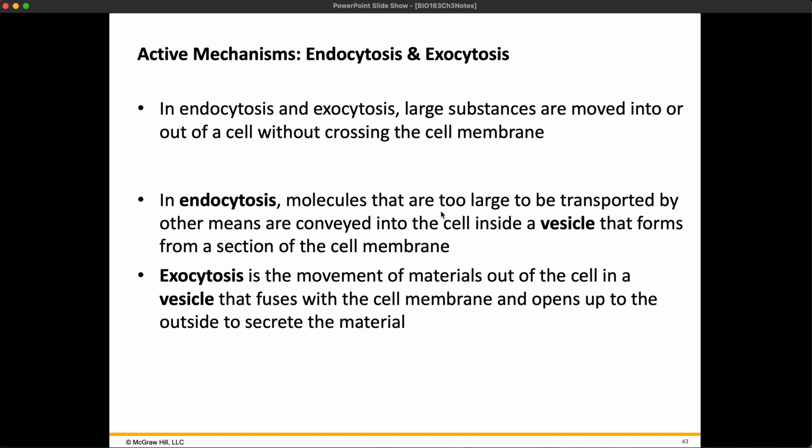So in endocytosis, molecules are too large to be transported by other means. They're conveyed into the cells inside of a vesicle that forms from a section of the cell membrane, whereas exocytosis is the same thing, except it's going outside of the cell.